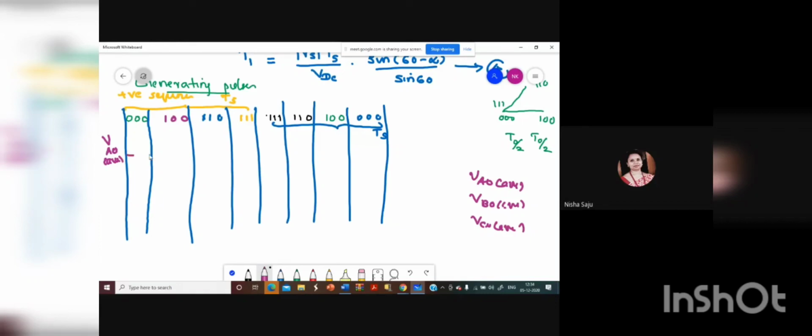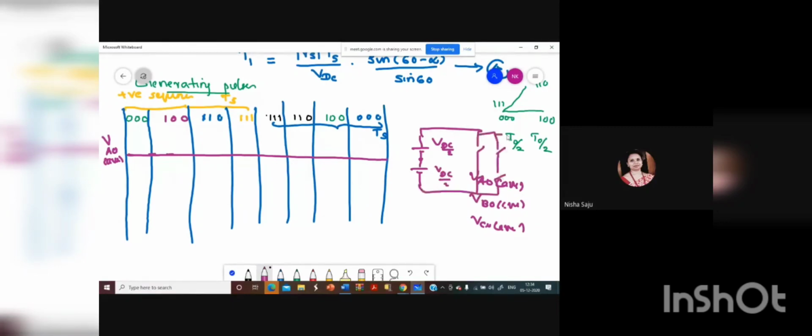So if I am taking this as your reference, and now I am splitting this VDC, instead of 0 and VDC, I am taking plus VDC by 2 and minus VDC by 2. So this is the VDC by 2 level and this is also the VDC by 2 level. You will have the structure like this. Then this is the midpoint, so you can take plus VDC and minus VDC by 2.